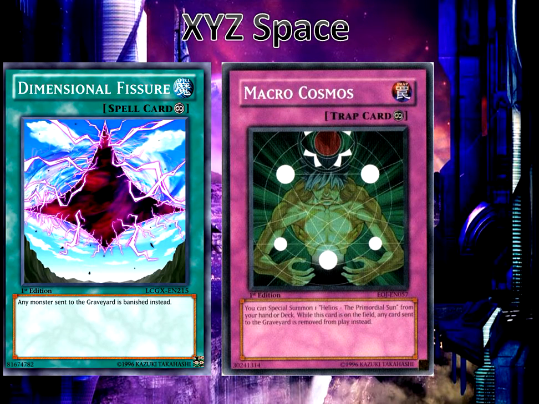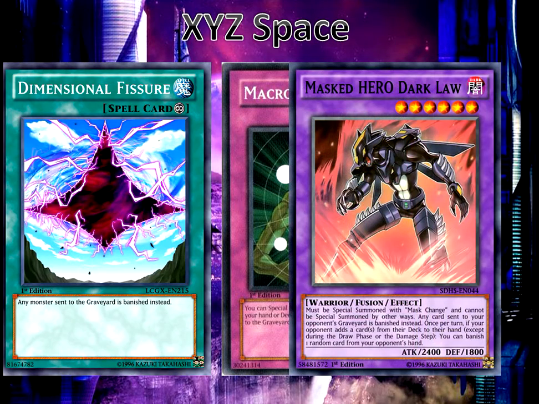Macrocosmos in particular says any card sent to the graveyard is removed from play instead, aka banished, which means the Xyz materials are still cards, so they will get banished under Macrocosmos. Same with Masquerade Darklaw, any card sent to your opponent's graveyard is banished instead. Any card is the specific key term right there.